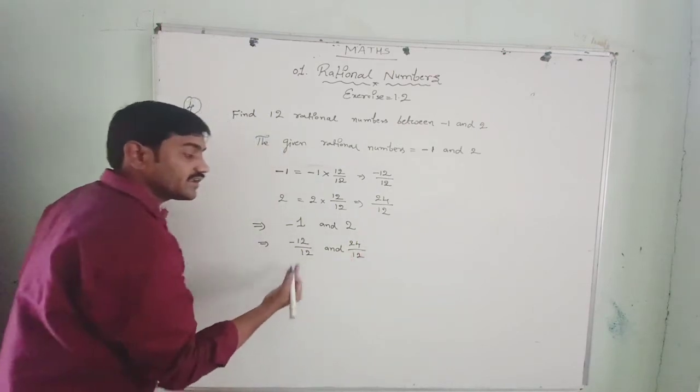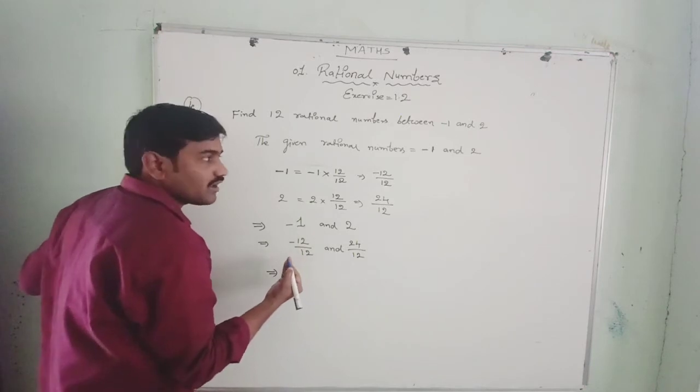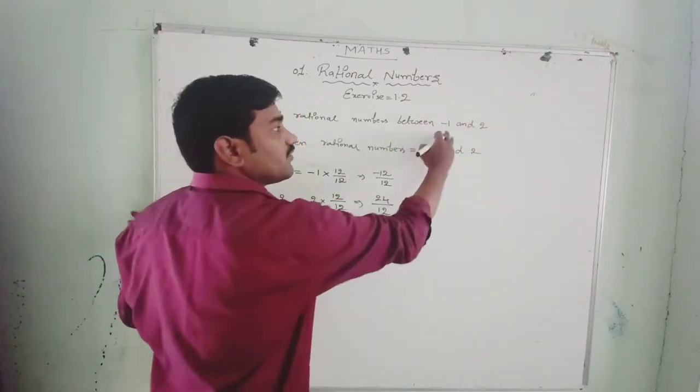Between these we can write not only 12, we can write many rational numbers now. I hope you understood. We gave only two rational numbers.